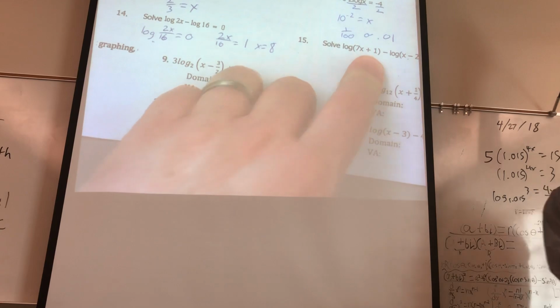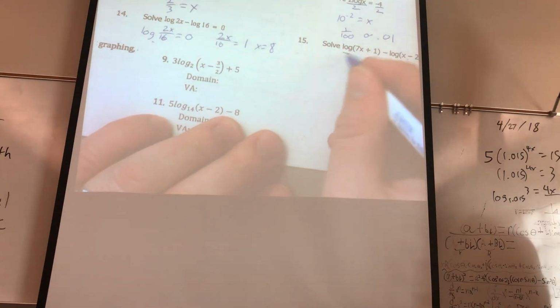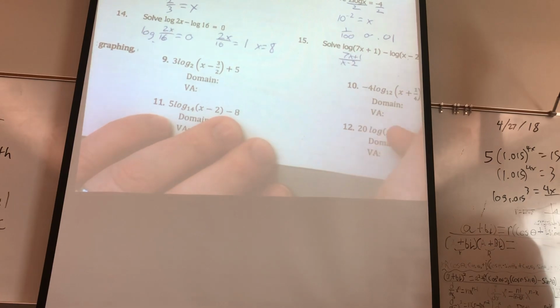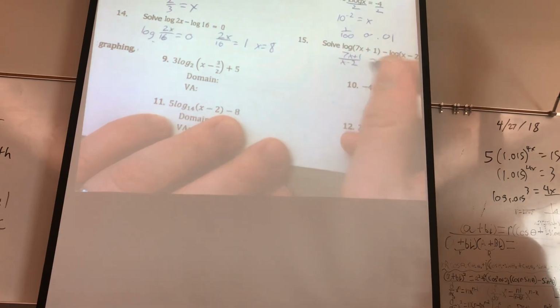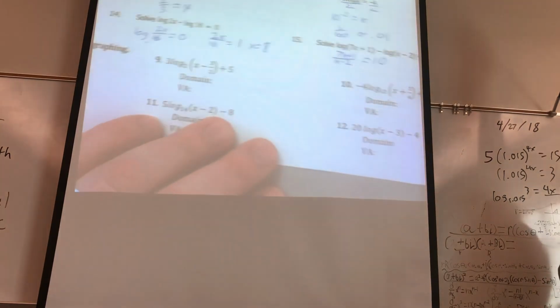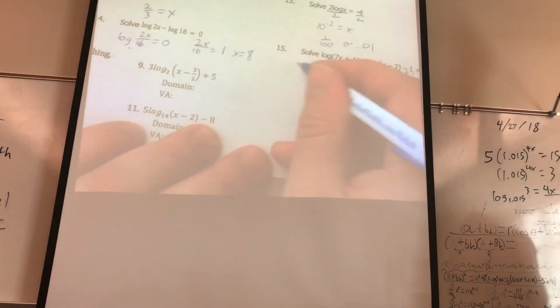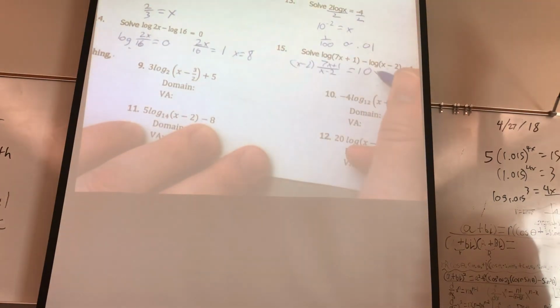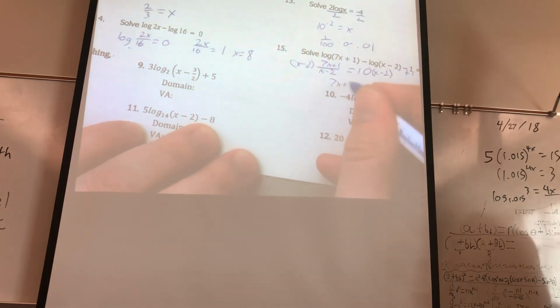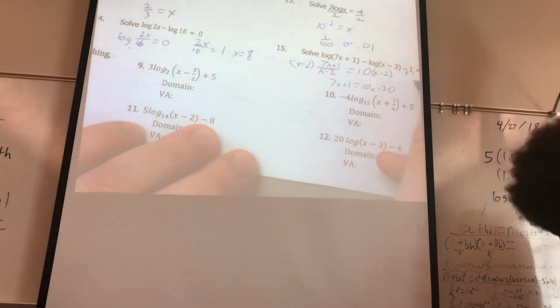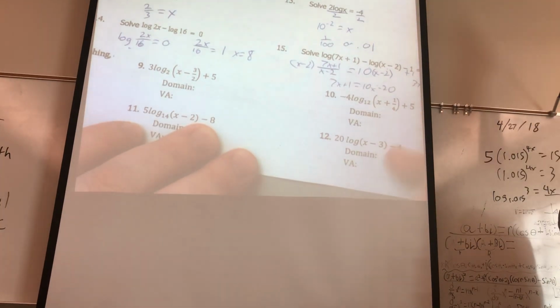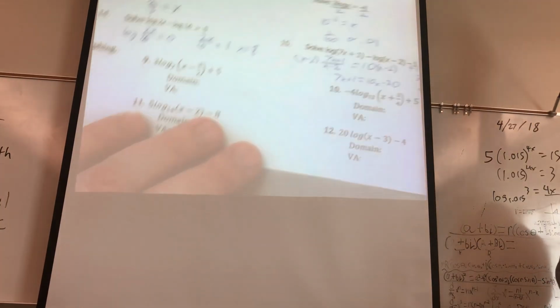On this one, same kind of thing, but it's a little weirder. That's 7x plus 1 over x minus 2. I would move this 1 to the other side, so it's 10 to the 1st power. That equals 10. In order to get rid of your fraction, you multiply by x minus 2 on both sides. So you get 7x plus 1 equals 10x minus 20. You get 3x is equal to 21, so x is 7.